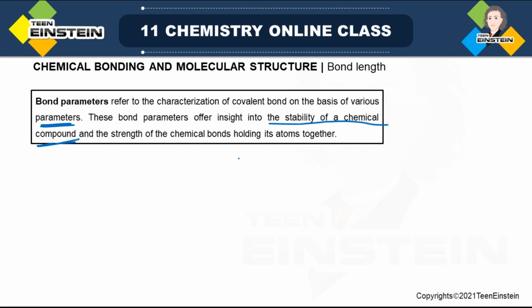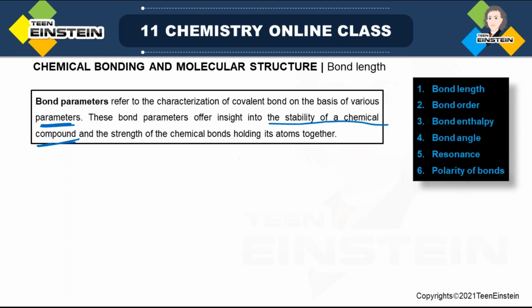Fine. So what are those parameters? So these are the parameters: bond length, bond order, bond enthalpy, or sometimes it is also called energy. What is difference between enthalpy and energy? In the last class, I have mentioned it clearly when we have discussed lattice enthalpy and lattice energy. Okay, basically enthalpy energy both are having energy unit, but there is a subtle difference. Fine. Then bond angle, resonance, and polarity of bonds. So all these 6 factors, one by one, we will discuss.